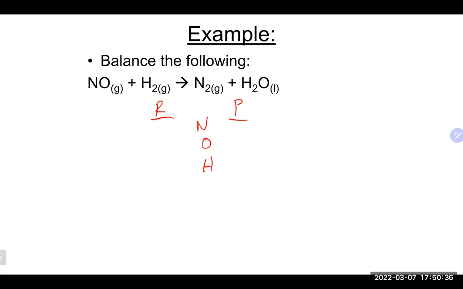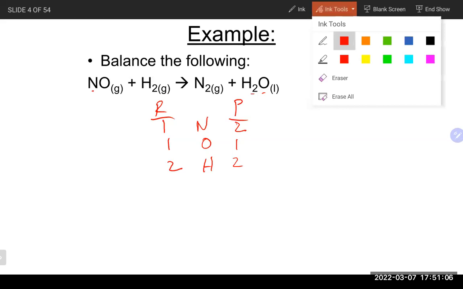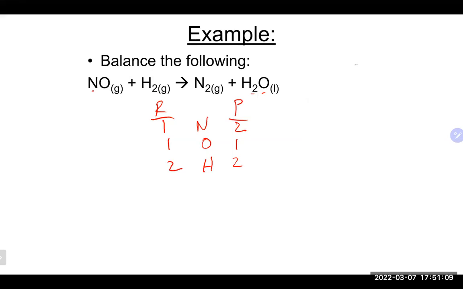In this case, on the left-hand side, for nitrogen, there is one nitrogen right there. On the right-hand side, we have two nitrogens. On the left-hand side, we have one oxygen. On the right-hand side, we have one oxygen, which is right there. On the left-hand side, we have two hydrogens, and on the right-hand side, we have two hydrogens. So by making this table, we can clearly see that everything's looking pretty good here, except for obviously the nitrogen. So that makes a very good place to start.